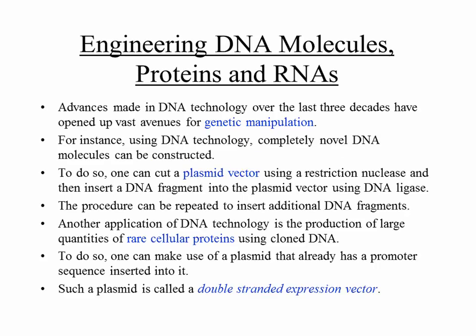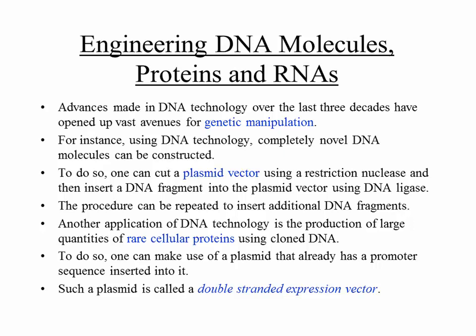Next we move on to the chapter on genetic engineering. There was an earlier chapter where we talked about genetic variation. That's what happens in nature, and it happens randomly, not in a predictable manner. It's just by chance. In genetic engineering, we are going to engineer the mutations and produce different kinds of organisms. Advances made in DNA technology over the last 3 decades, actually it's 4 decades now, since the 70s, have opened up vast avenues for genetic manipulation.